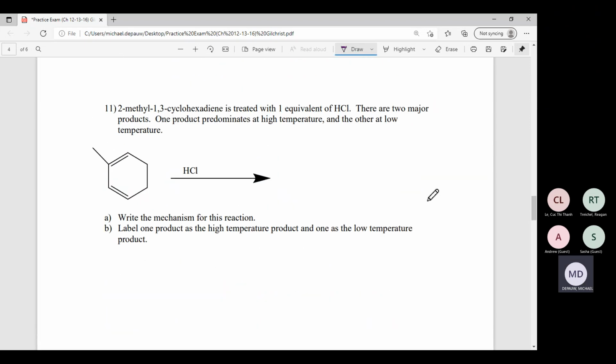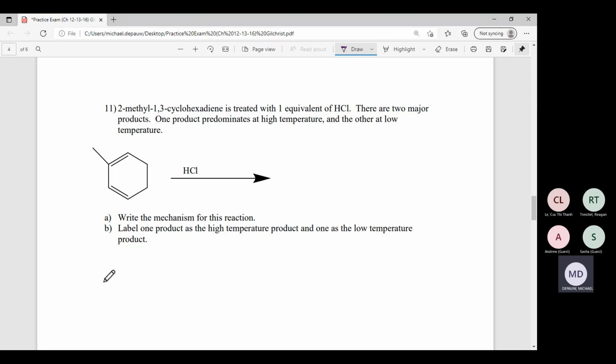All right, so then let's take a look at this one. Now this is one that kind of throws some students off sometimes, but it says 2-methyl-1,3-cyclohexadiene is treated with 1 equivalent of HCl. There are 2 major products. One product predominates at high temperature, the other at low temperature. Now, technically speaking, this is not correct. There are actually 4 major products, 2 at high temperature, 2 at low temperature. But you'll see what I mean. They're basically stereoisomers, and I think the professor just wasn't caring about stereoisomers at that point.